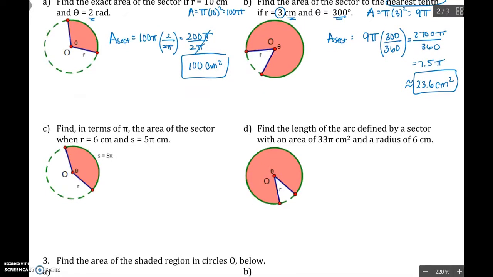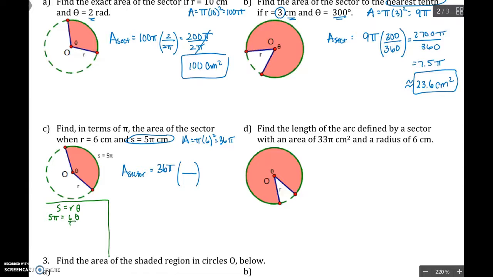Okay, for C here, the radius is 6, so the area for the whole circle is 36 pi. So for the sector, I would take that 36 pi and multiply it by the angle. I don't have the angle. Okay, I have the arc length instead, so I have to do some side work over here. You remember S equals r theta. I have S, and I have the radius, which is 6. I'm going to use that to find the angle. So divide by 6. So my angle is 5 pi over 6 radians.